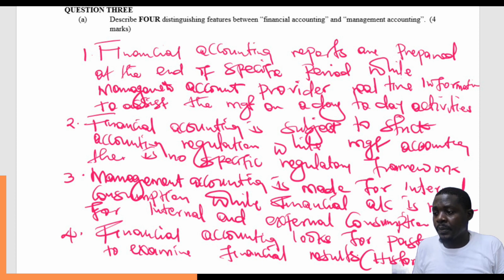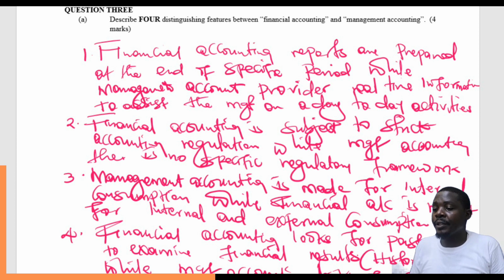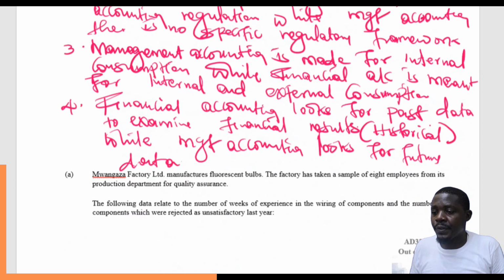While management accounting looks to the future data. They don't put much weight on the historical information.